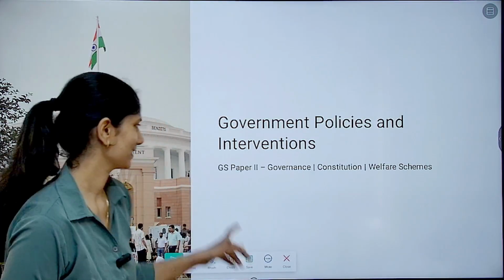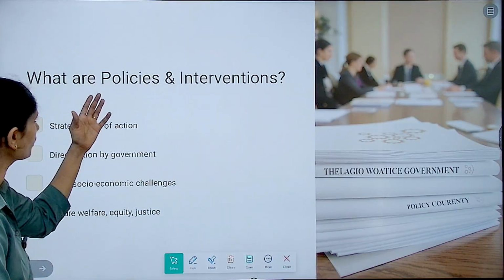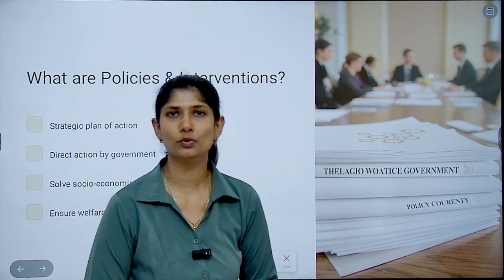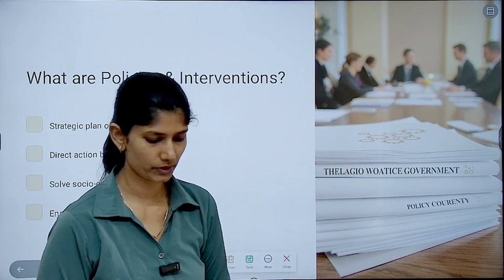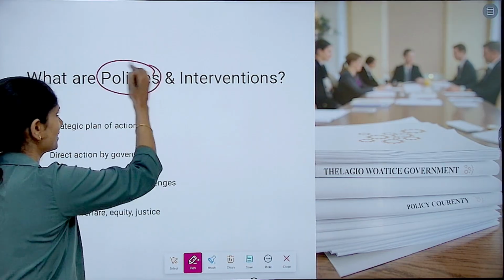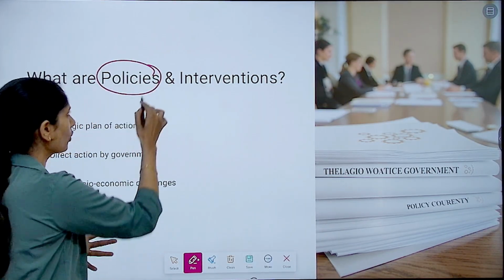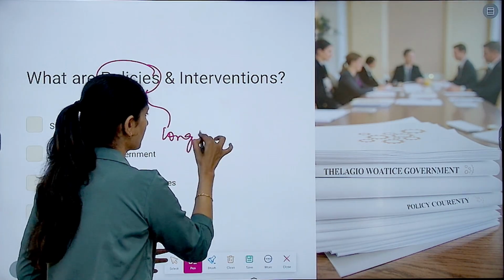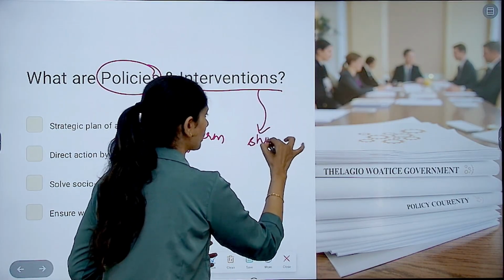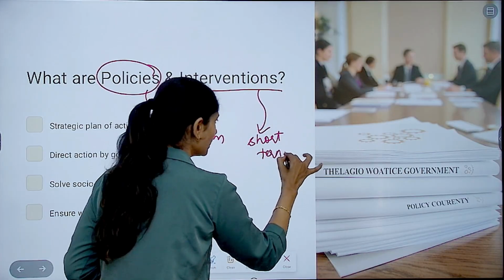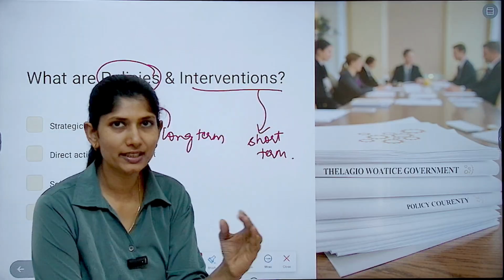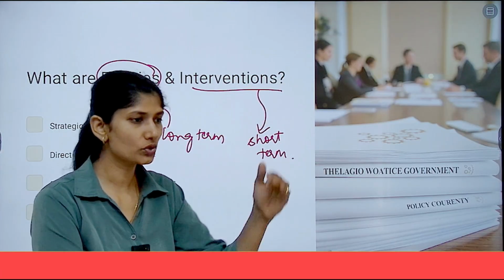Let's get it started. First of all, what do you mean by policies and interventions? Because these are the kind of questions that are possible in a mains question. When I say policies, first and foremost, they are more of long-term impact. Interventions are short term, meaning they have a broader objective, an immediate outcome. They are supposed to do something about it.